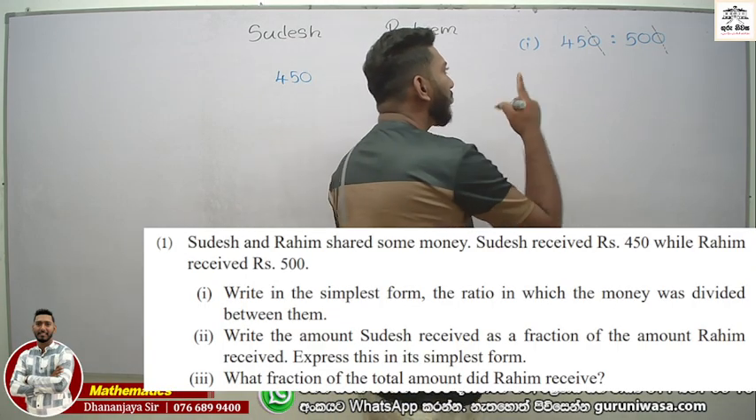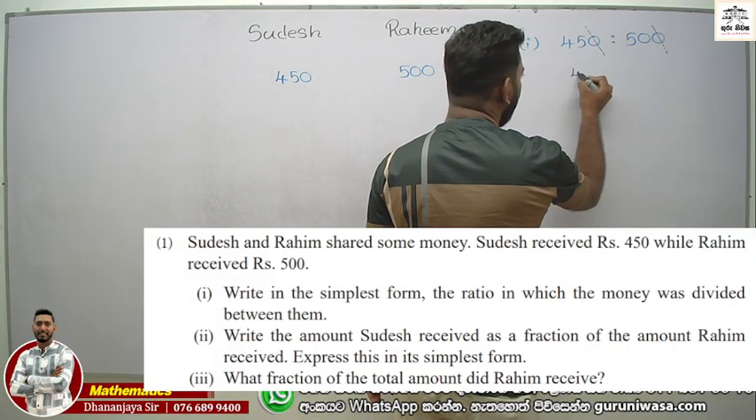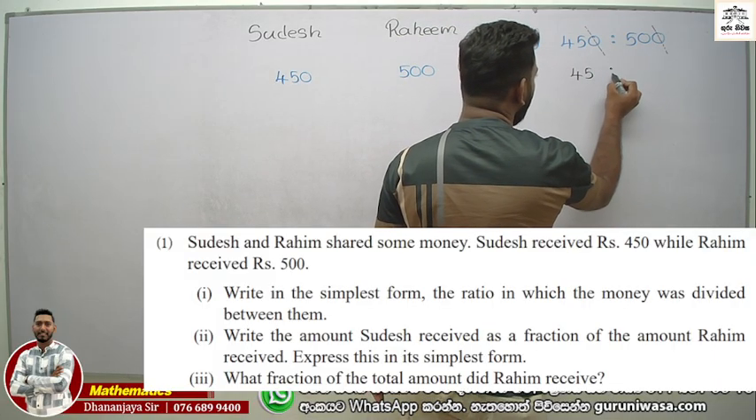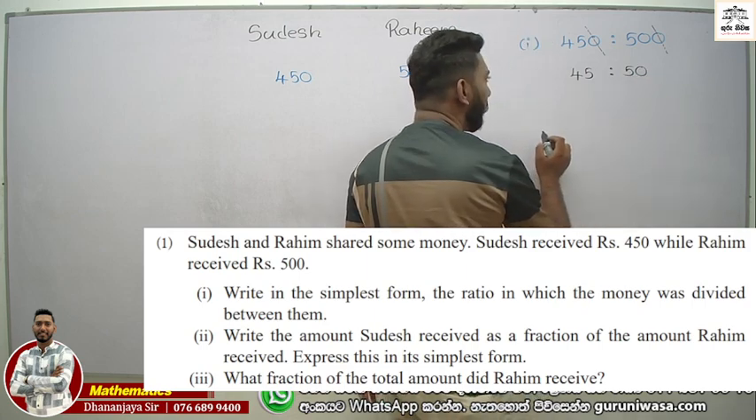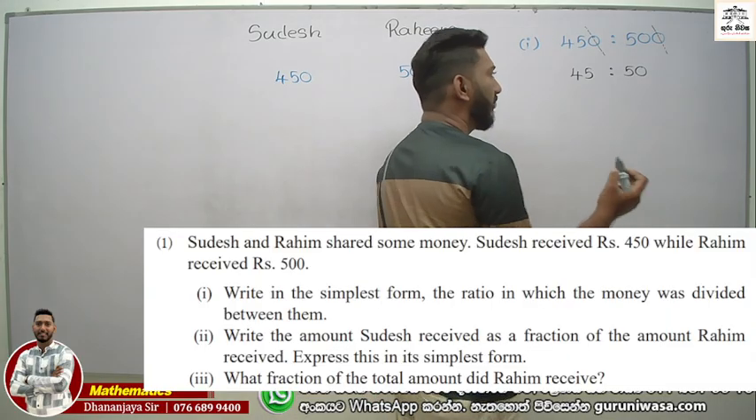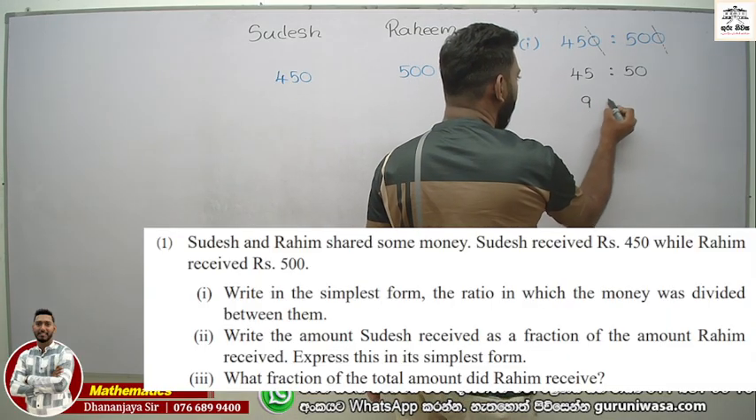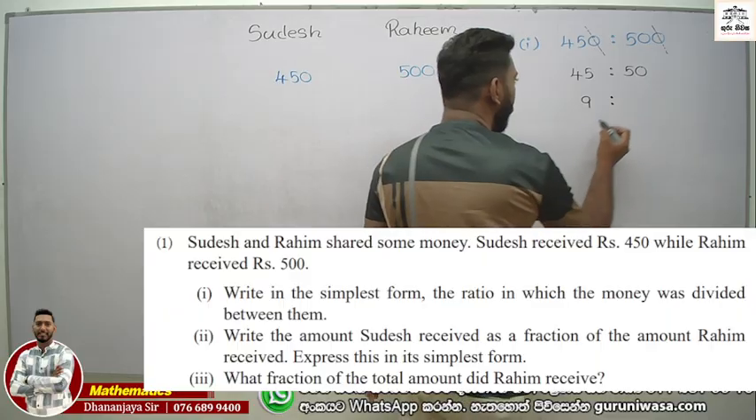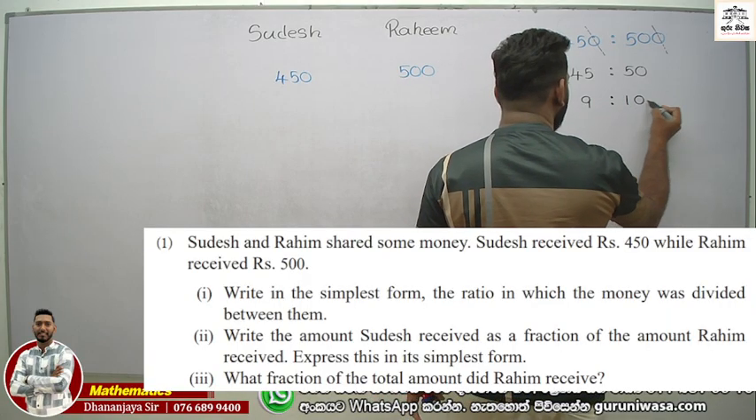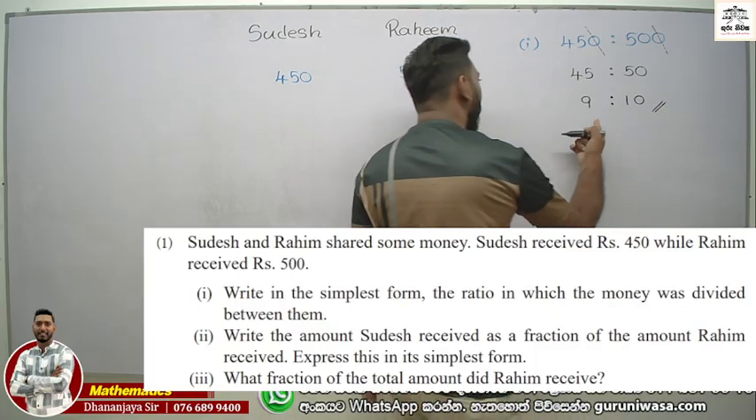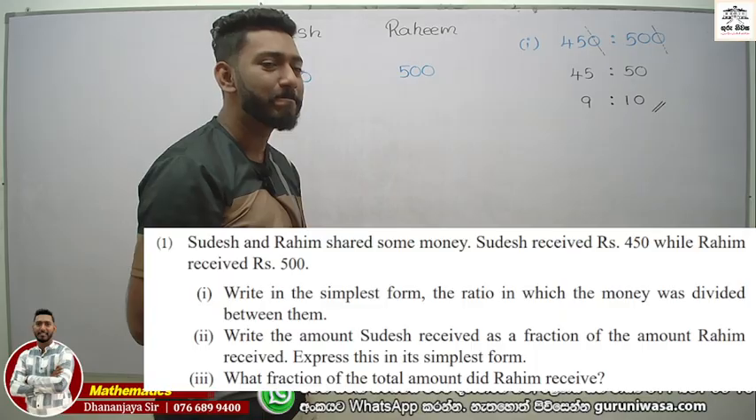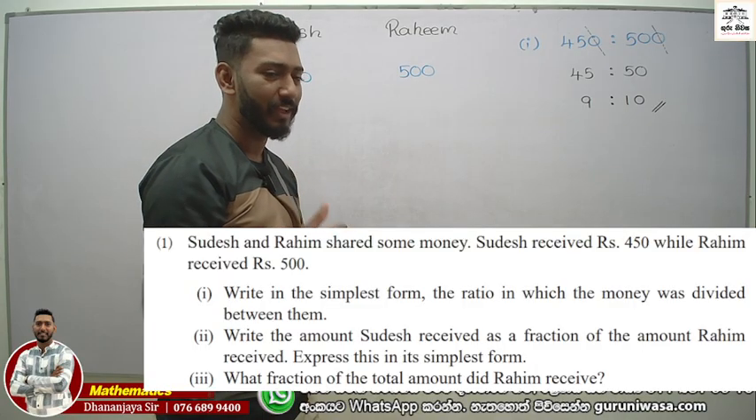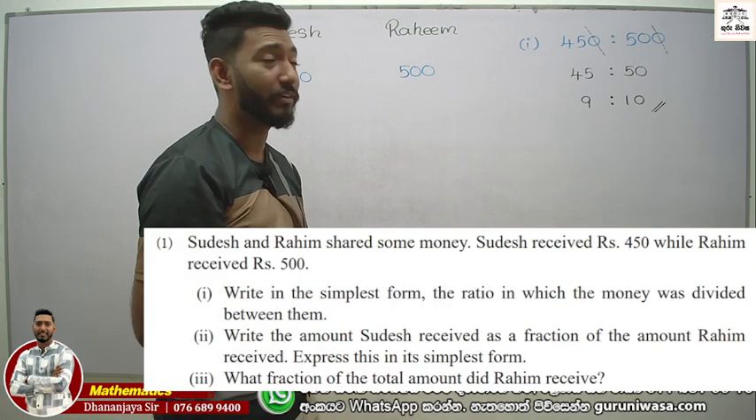Now 45 and 50. These two numbers you can simplify by 5. 5 times 9 is 45. 5 times 10 is 50. Now, I think this is the simplest form. Is that correct? Yes, sir. This is the answer for the first question.